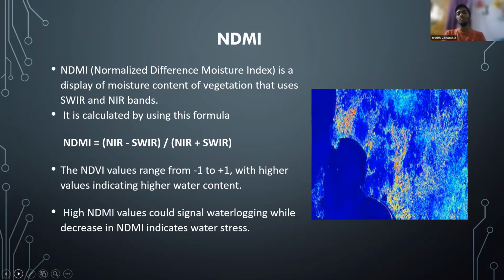The higher values indicate higher water content. High NDMI values could signal waterlogging, and a decrease in the NDMI indicates water stress. NDMI is mostly used to detect crop irrigation.